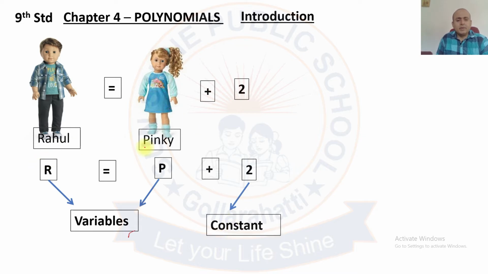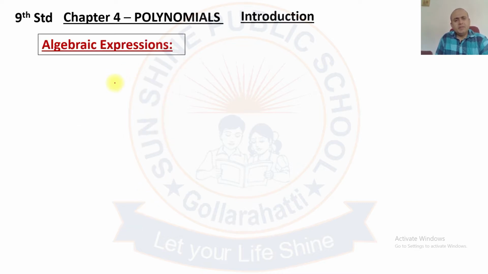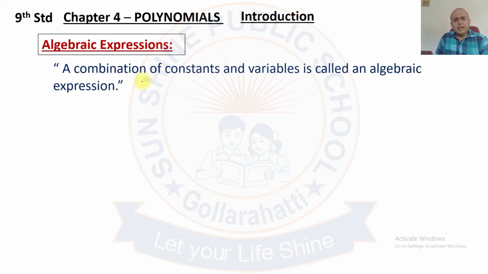Rahul's age and Pinky's age keep on changing from year to year, but the plus 2, the difference between those two, will never change, and this is called an algebraic expression. Let us see algebraic expressions. What do you mean by an algebraic expression? A combination of constants and variables is called an algebraic expression.